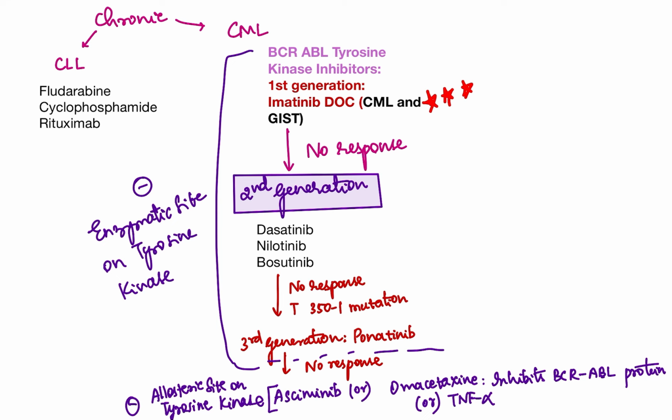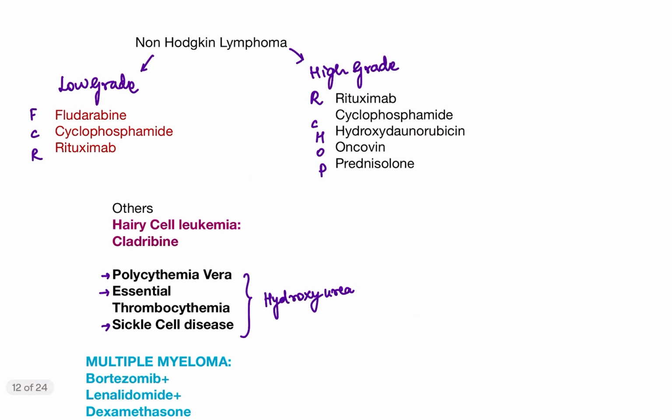This omacetazine is actually going to inhibit BCR-ABL fusion protein, or it also inhibits TNF alpha. This asciminib is actually an allosteric inhibitor. It's going to act at the allosteric site of the tyrosine kinase enzyme, whereas the other drugs, the first generation, which is imatinib, the second generation dasatinib, nilotinib, bosutinib, and the third generation ponatinib, are going to act on the enzymatic site of the tyrosine kinase enzyme. The next is non-Hodgkin's lymphoma.